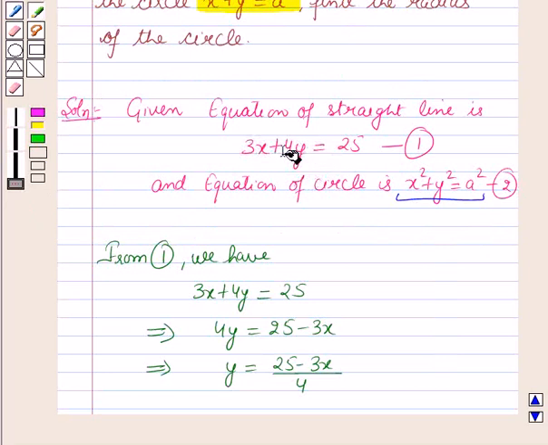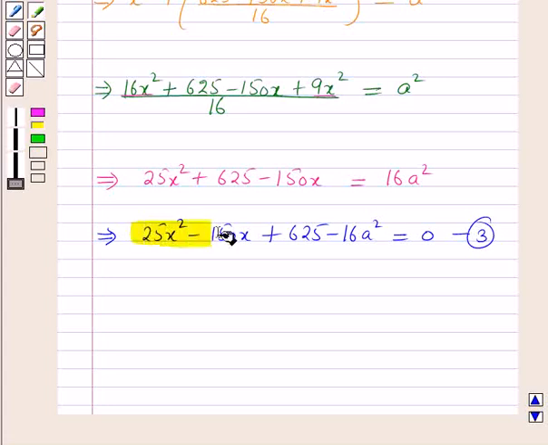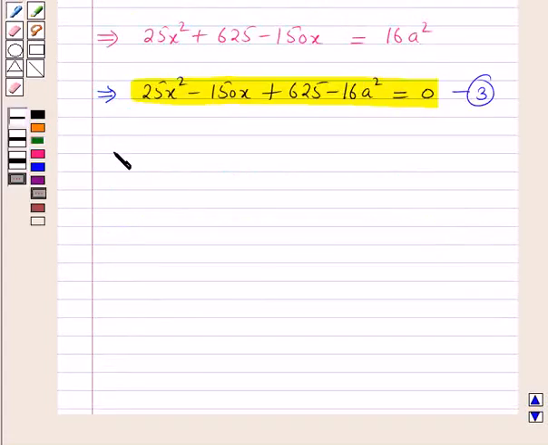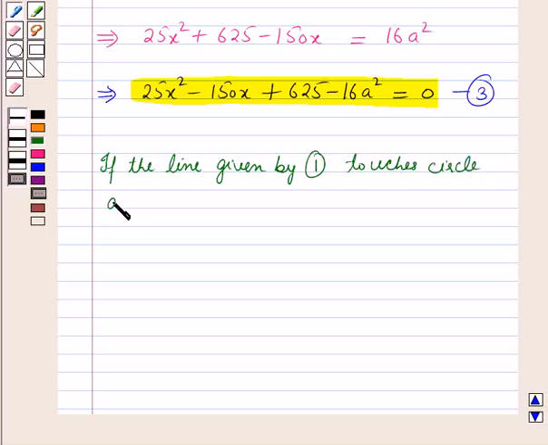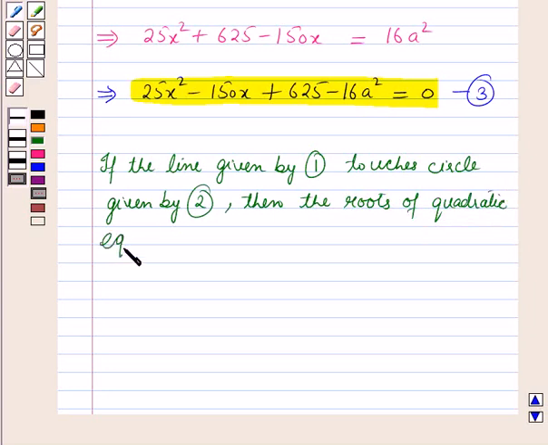Now we have a result according to which if the line 1, which is this line, touches the circle which is given as equation number 2, then the roots of this quadratic equation are equal. So we can write, if the line given by equation number 1 touches the circle given by equation number 2, then the roots of the quadratic equation which is given by 3 are equal.